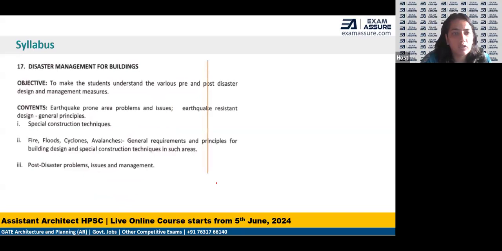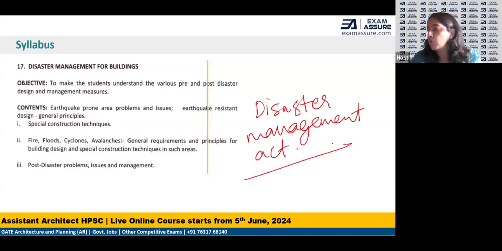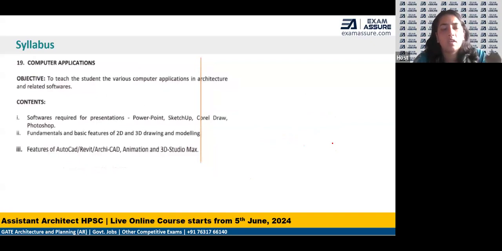Then coming to disaster management, here understanding pre and post disaster designs, right from all kinds of disasters, floods, earthquakes, cyclones, what are the basic requirements, what should the approach be. Even it would be important to know your Disaster Management Act. What is the authority related to disaster management in the country? Knowing all of these is important from the exam perspective.